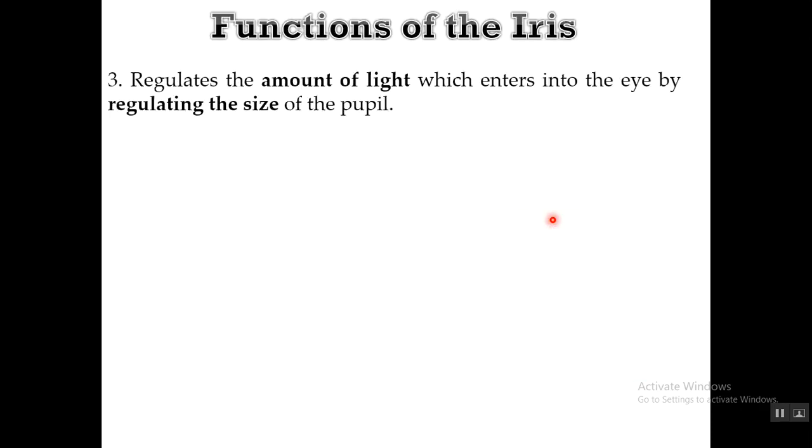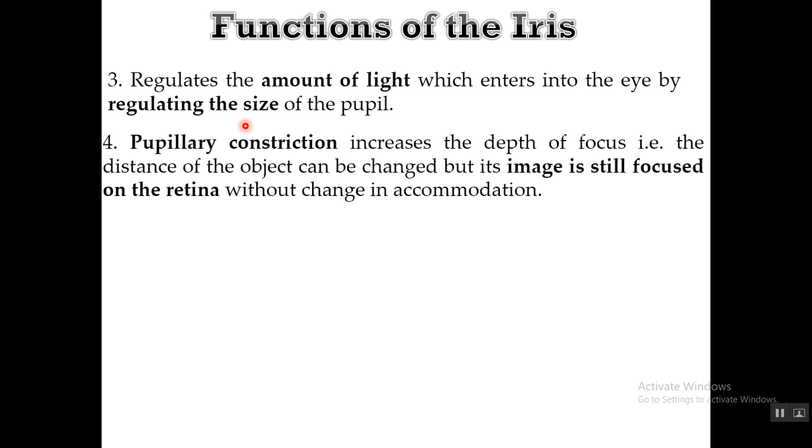The function number three of the iris: it regulates the amount of light which enters the eye, by regulating the size of the pupil. Also, constriction of the pupil increases what is called the depth of focus. Depth of focus means the distance of the object can be changed, but the image is still focused on the retina without accommodation.